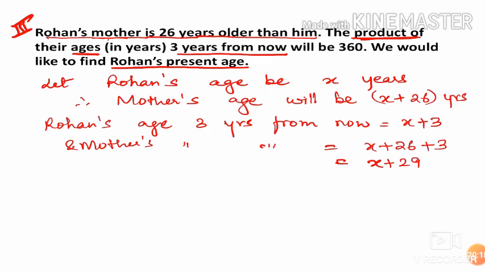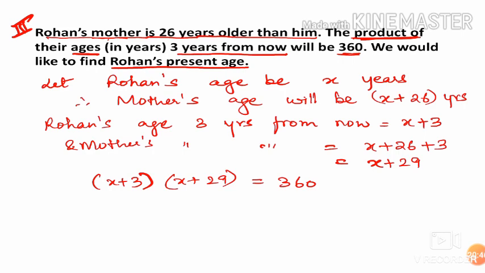The product of their ages 3 years from now. Now we can multiply x plus 3 and x plus 29, and that should be equal to 360. So we have represented this word problem in equation form. Now we need to solve this and write it in the standard form.